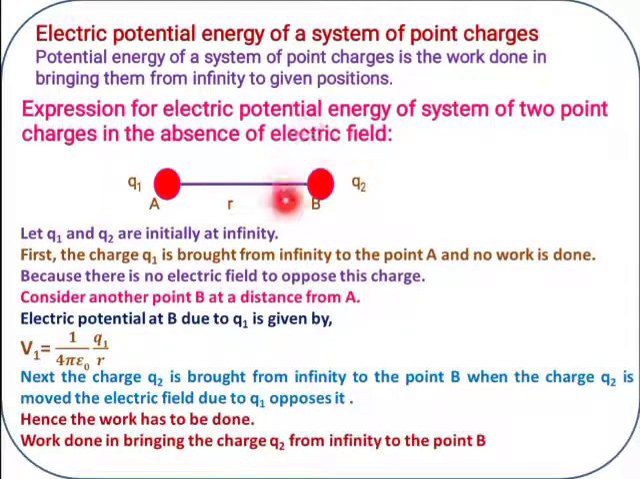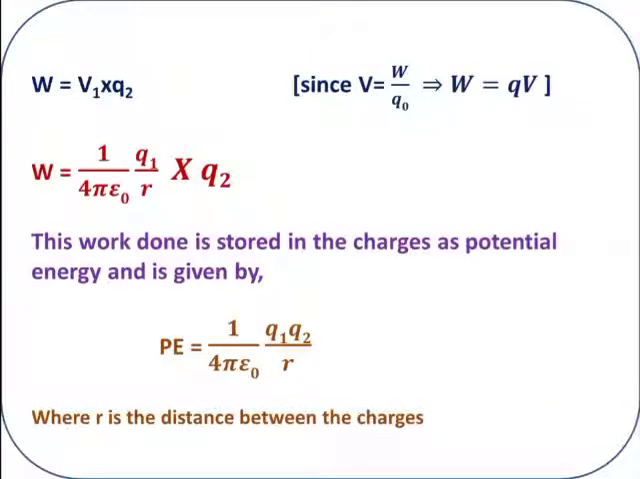Again, if we bring one more charge from infinity and fix that point charge at B, then there is work done. That charge is denoted by Q2, because there is an electric field in the presence of the charge Q1. I hope you understood the diagram properly. Now, if we substitute the values according to that explanation, work done is equal to potential into charge. This expression also we discussed in the previous videos. Please go through that.